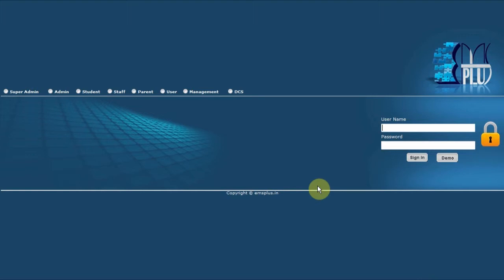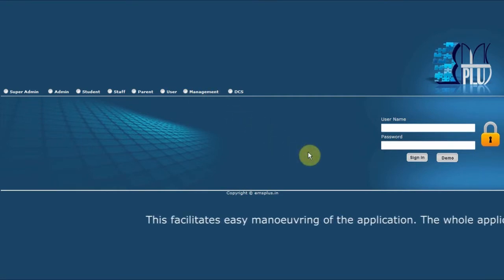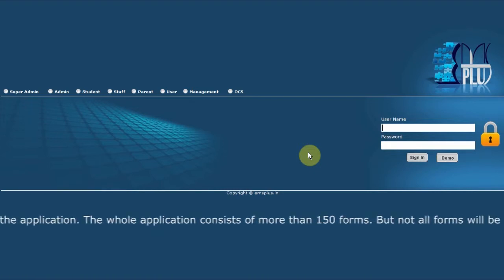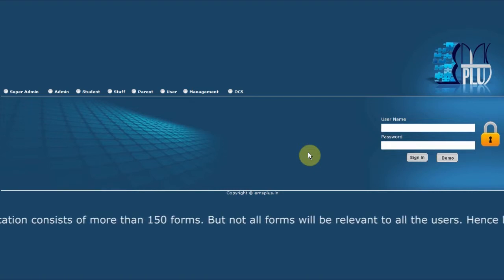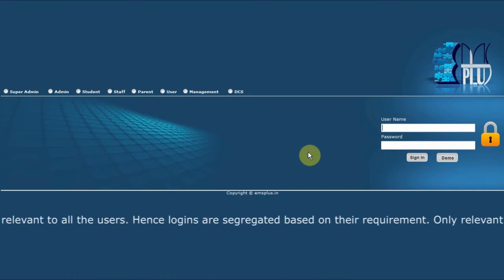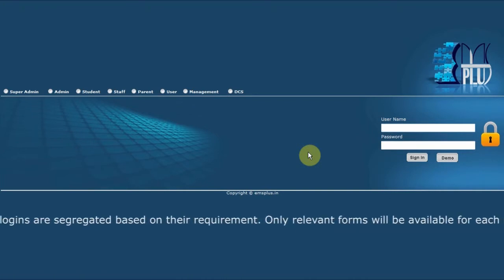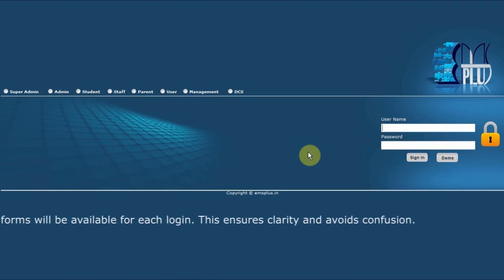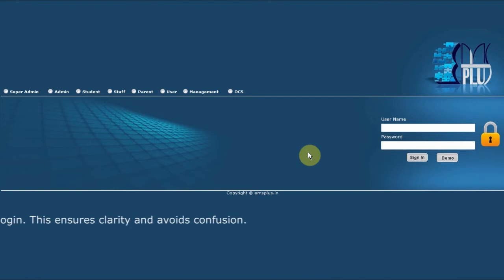Here you see various categories of login: admin, student, staff, parent, user and management. This facilitates easy maneuvering of the application. The whole application consists of more than 150 forms, but not all forms will be relevant to all the users. Hence, logins are segregated based on their requirement. Only relevant forms will be available for each login. This ensures clarity and avoids confusion.